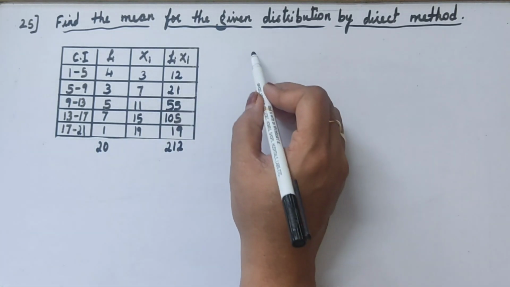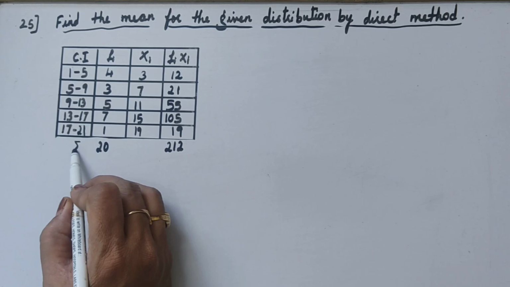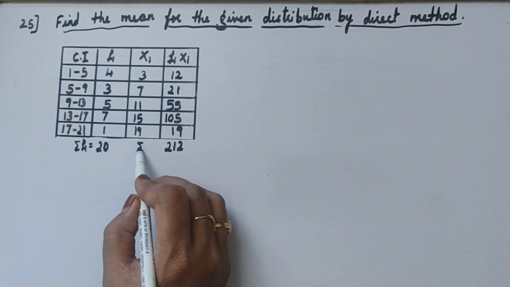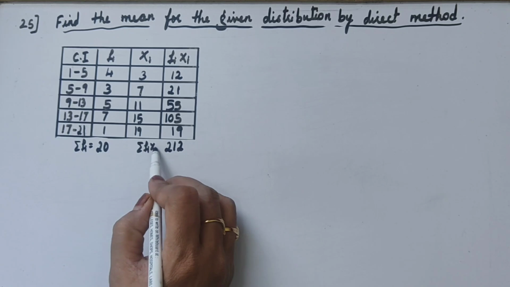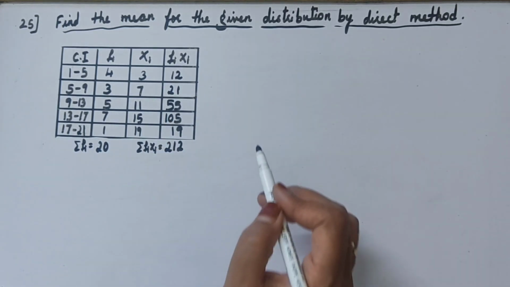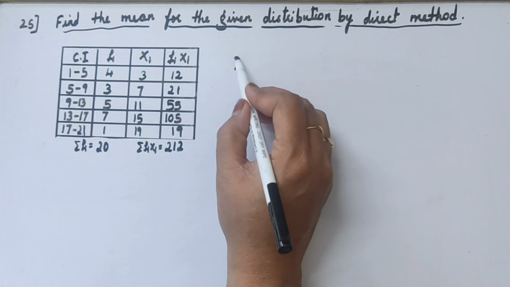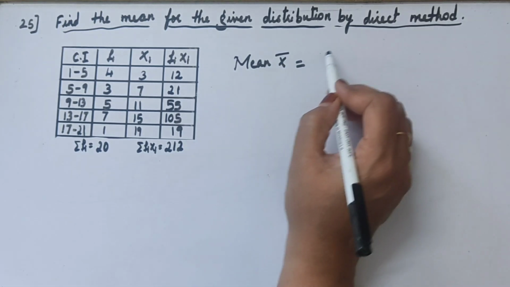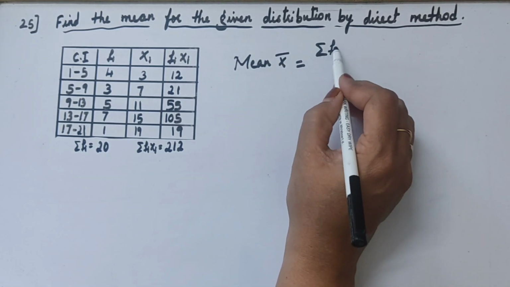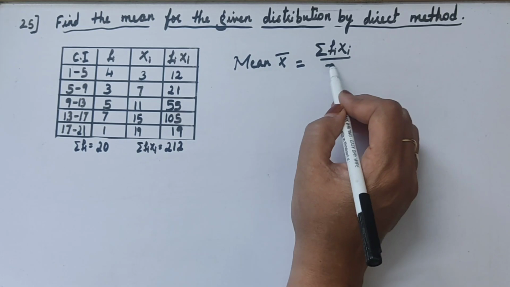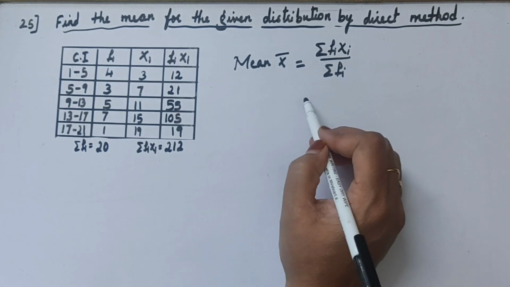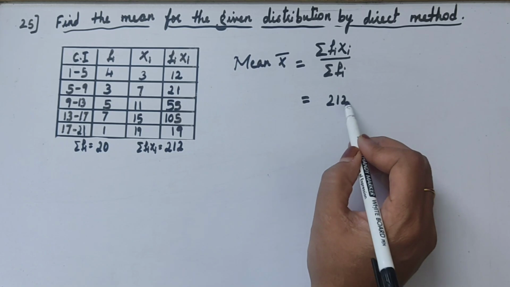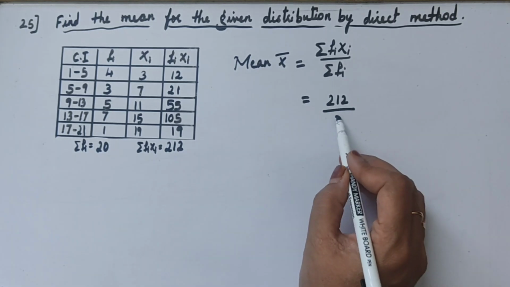Now let us apply the formula here. Sigma fi is the total of all these frequencies. Sigma fi xi is the total of all the fi xi. Now the mean formula: mean x bar is equal to sigma fi xi upon sigma fi, which equals 212 upon 20.